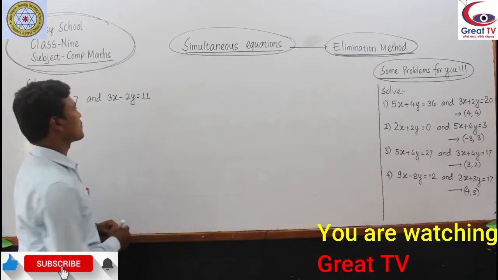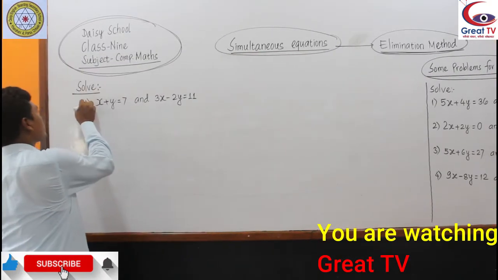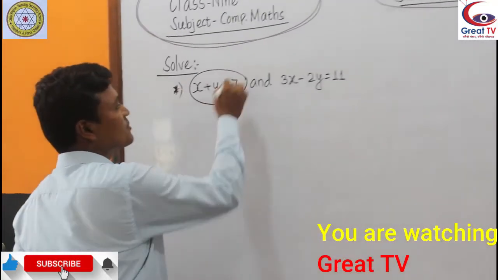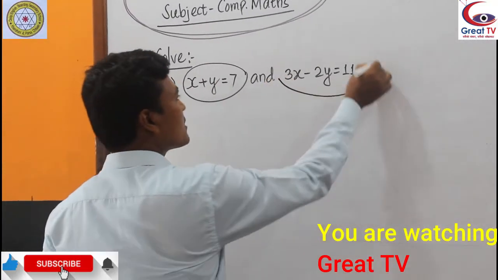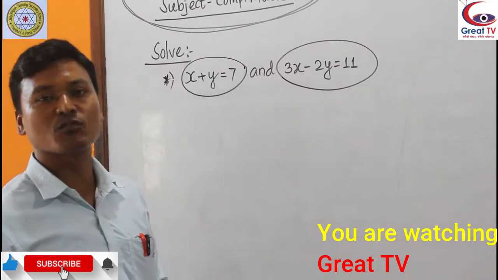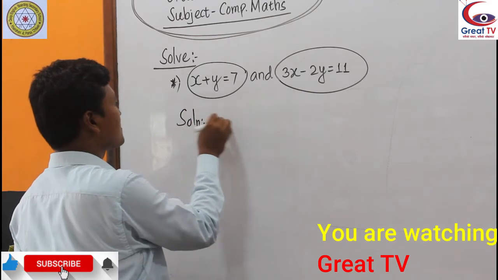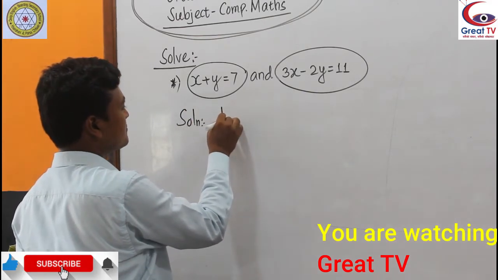Okay, today let us read these five. Okay, the first problem. The first equation we have x plus y equals 7. Second equation, 3x minus 2y equals 11. Okay, let us solve it. The solution starts here.